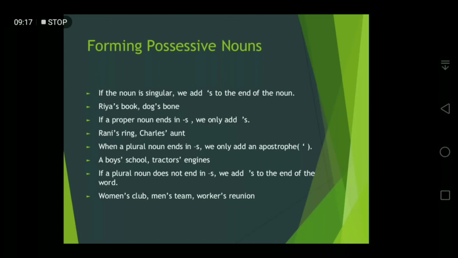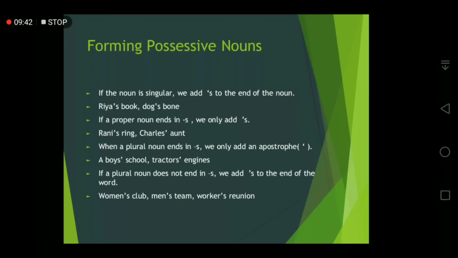Then, if a plural noun doesn't end in s, we add apostrophe s to the end of the word. The last one we read was that if the plural noun ends with s, we add only an apostrophe. If the plural noun doesn't end with s, then what to do? We have to add apostrophe then s. Like women's club, men's team, workers' reunion.